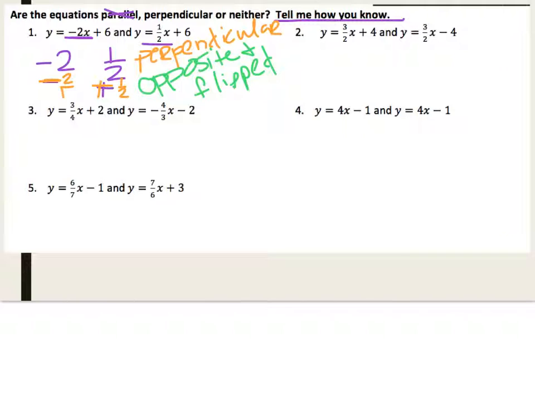This guy right here, this slope is 3/2, this slope is 3/2. They are the same. So we know that they're parallel, because they're the same. I'm going to have you guys pause the video and do 3, 4, and 5. Maybe talk about it amongst your group or as a class, and then play the video back once everybody's done to see the answers.